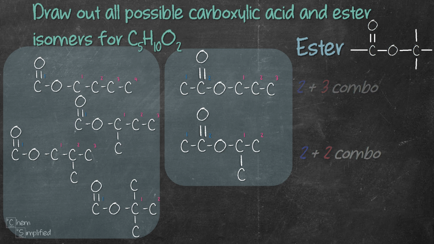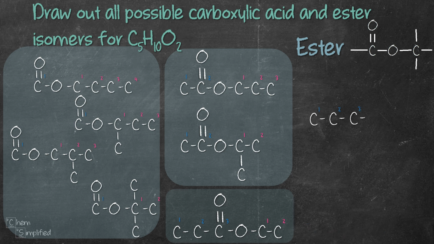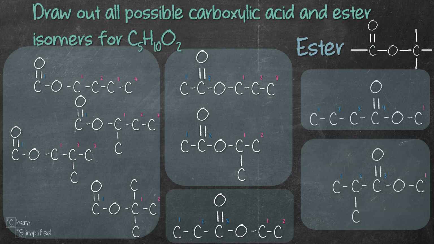Since we can't shorten the chain any further, we are going to move on to 3 carbons on the carbonyl group. That gives us a 3 plus 2 combo. We can't shorten either chain, so let's move on to 4 carbons on the carbonyl group. So that gives us a 4 plus 1 combo. Since we have 4 carbons on that carbonyl group, we can actually shorten that to 3 carbon with the extra carbon sticking in the middle like this. So we've drawn out 9 isomers for ester.